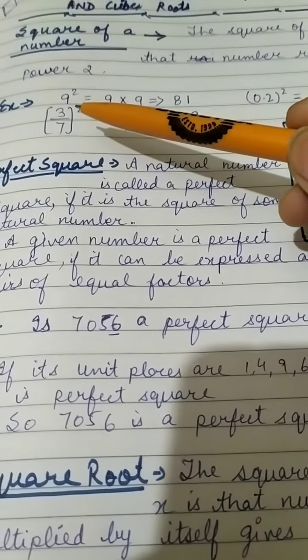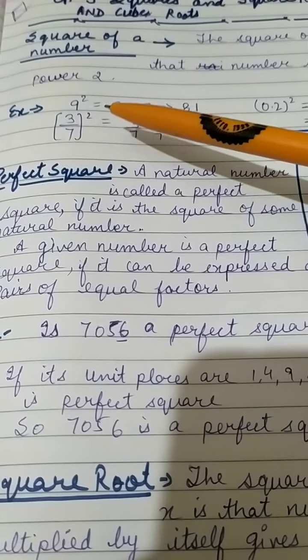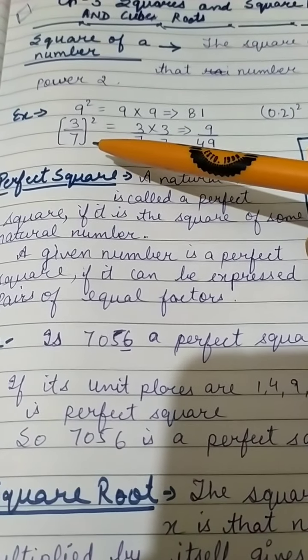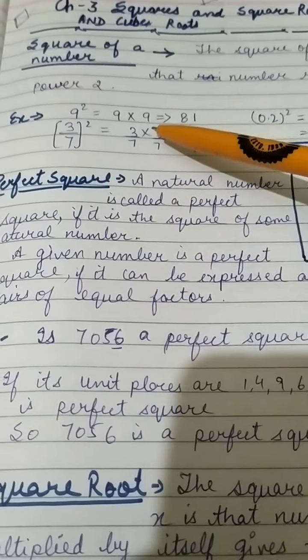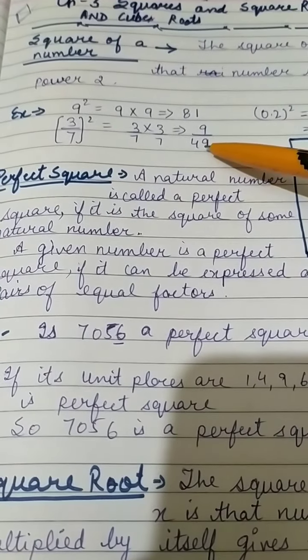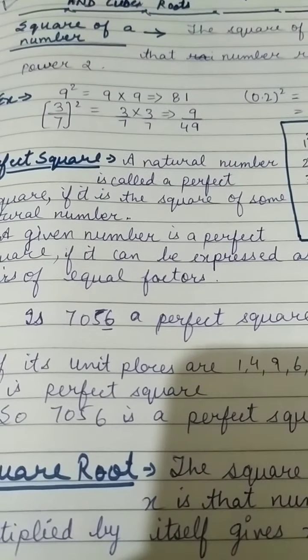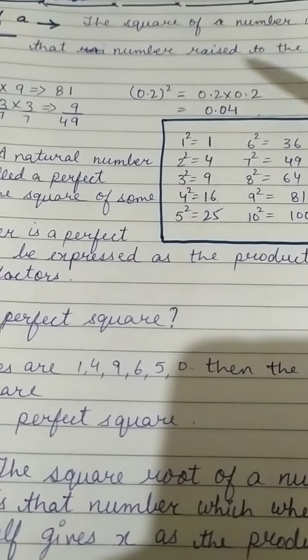Clear? Similarly, if I write 3 upon 7 and we have to find out the square of 3 upon 7, it will be written twice. So 3 3s are 9, 7 7s are 49, and 9 upon 49 will be the square of 3 upon 7.